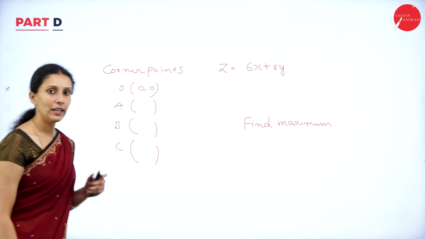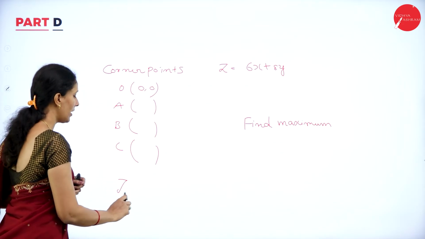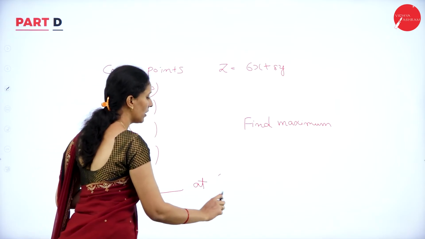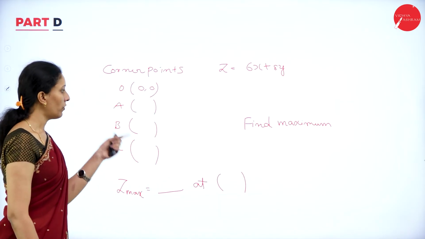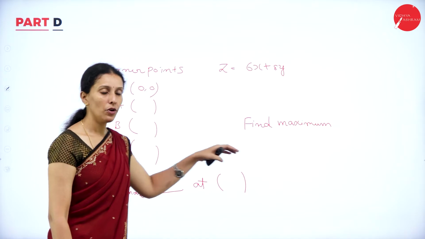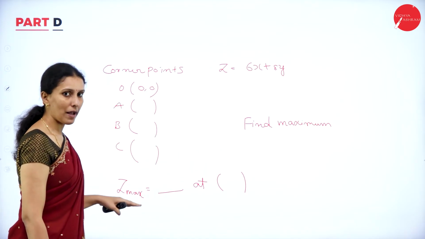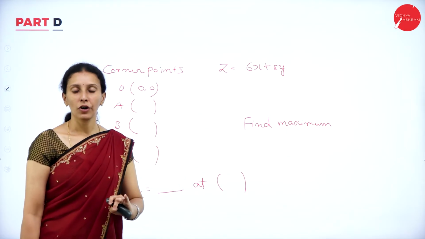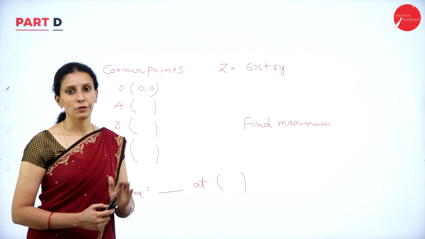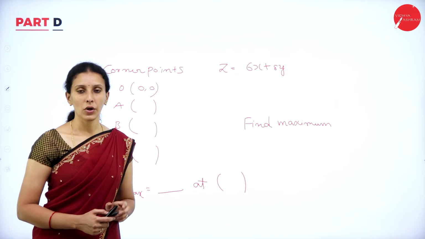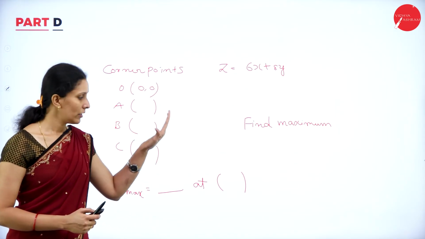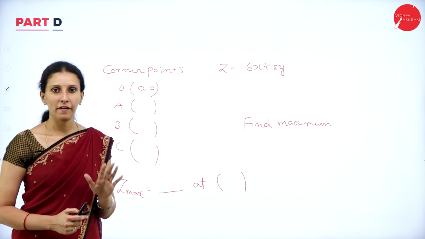So once you find the maximum value, you can write z max is equal to whatever the value at the point. Which point? For which point you will get the maximum value? You should conclude the statement by z max is equal to a particular value at the point x comma y. So for this complete solution, you will be having 5 marks. To solve the problem with the help of the graphical method, LPP, this kind of problem contains 5 marks.